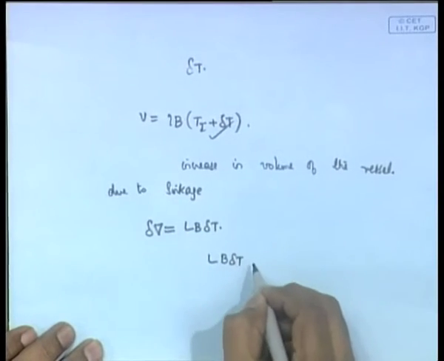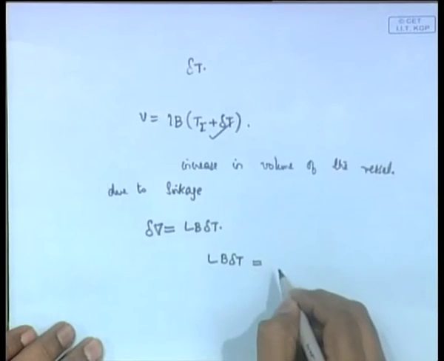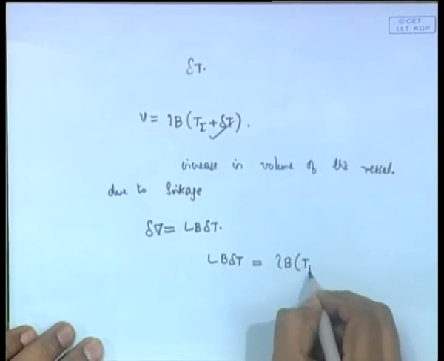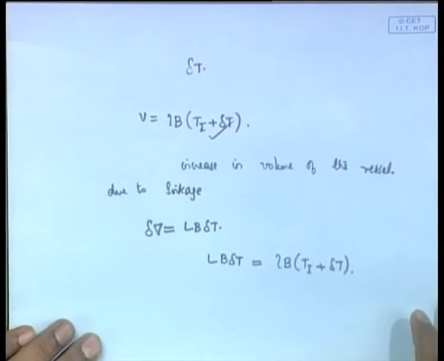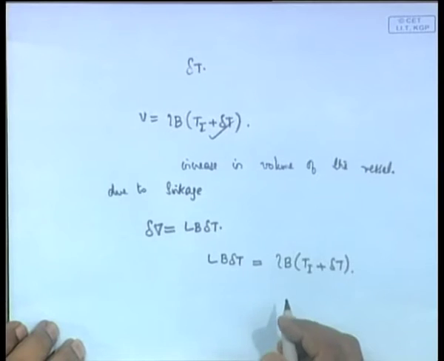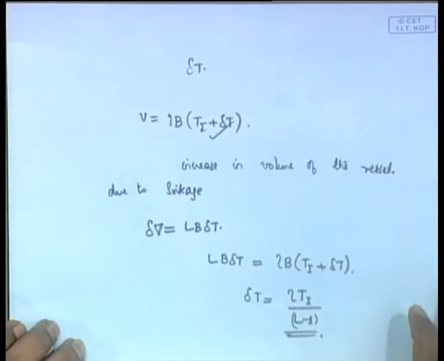So, L B delta T, which is the increase in volume of the vessel, equals the volume of water added, which is l b into T initial plus delta T. Now you can equate them, and if you manipulate this, you will get delta T equal to l into T initial divided by L minus l. So, this formula we will keep.